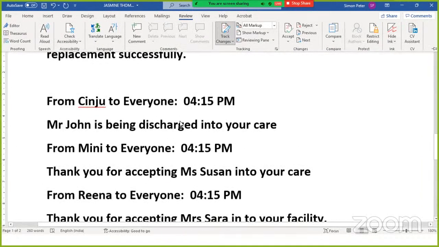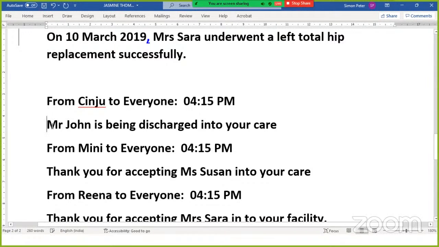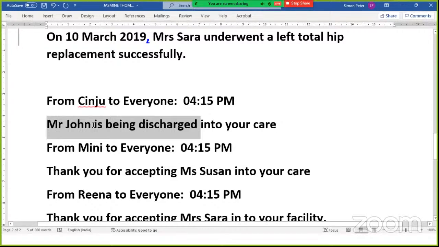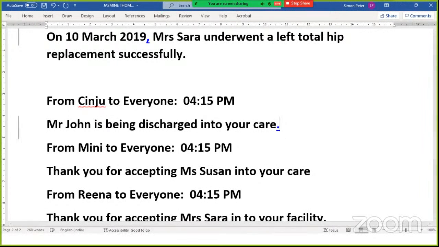So now here from Sinju, Mr. John is being discharged into your care. No, he is not. Okay, Mr. John is being discharged into your care. That is the correct sentence. No problem, because this is not related to this. Okay, these case notes, no problem. That is right. The sentence is right, but Jasmine Thompson is a different case. Leave it. Okay, this is right. This is correct. No problem.